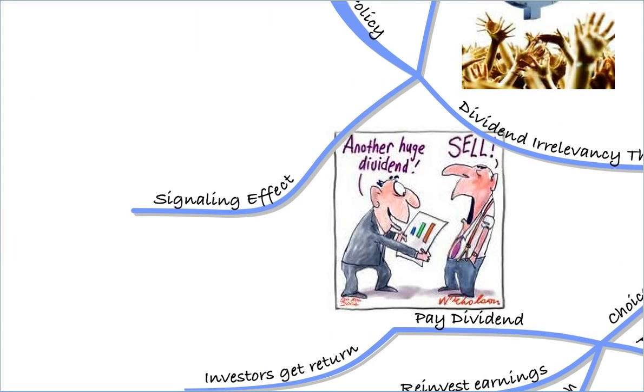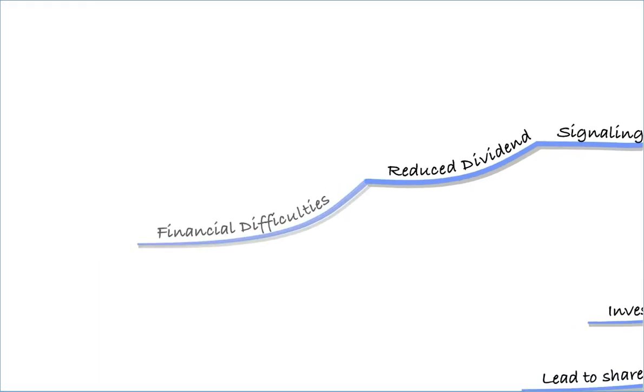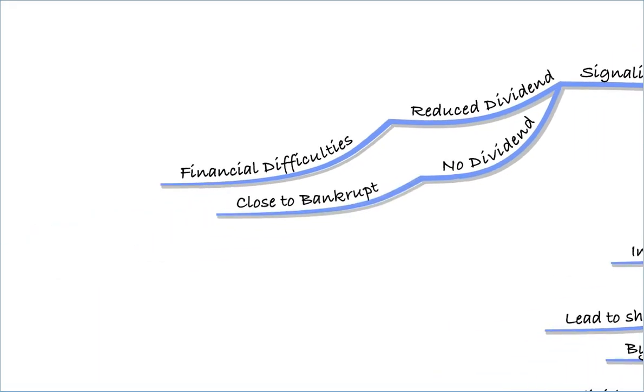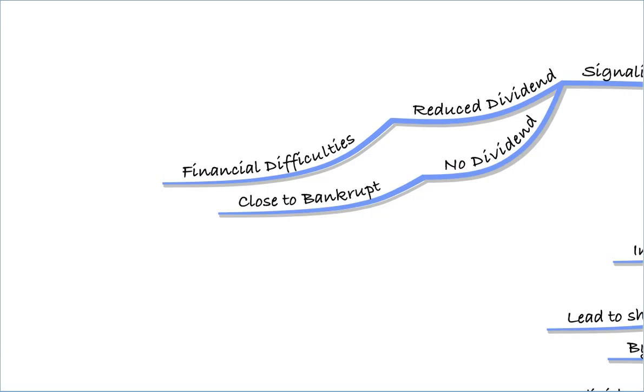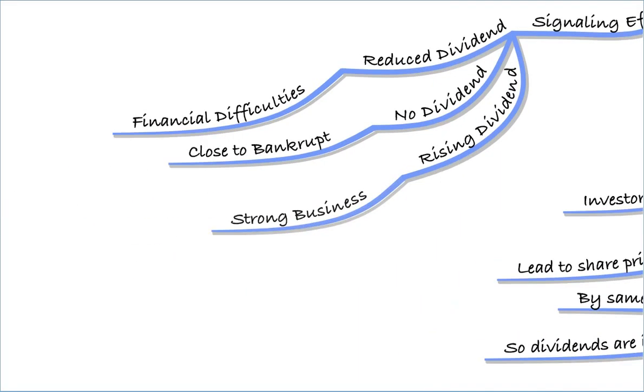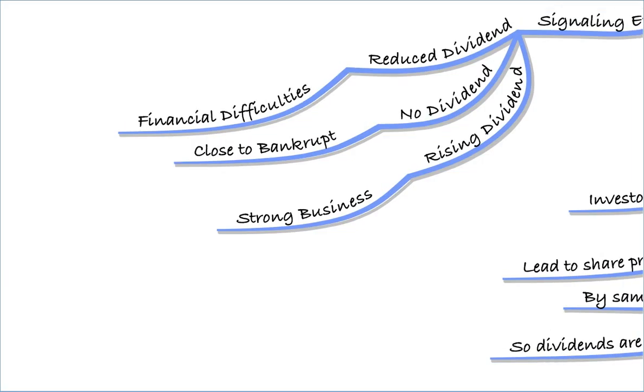We also talked about the signalling effect. Remember, this is the signal to the market whenever you announce your dividend. What will the market think when you do that? If you announce a reduced dividend, they may think you're in financial difficulties. No dividend, they might think you're close to bankruptcy, whether that's the case or not. A rising dividend, again, they might think you're a strong business, even though you could have paid that out of reserves, no relation to earnings.